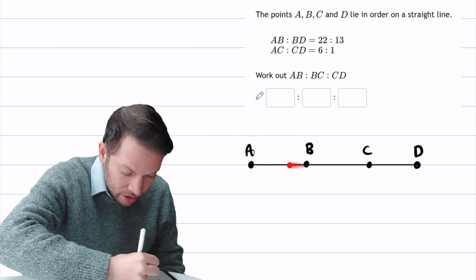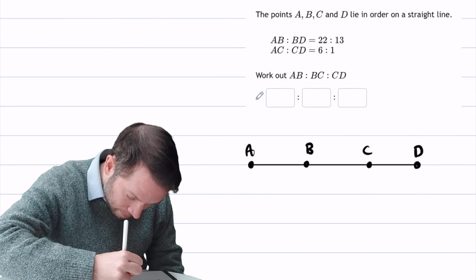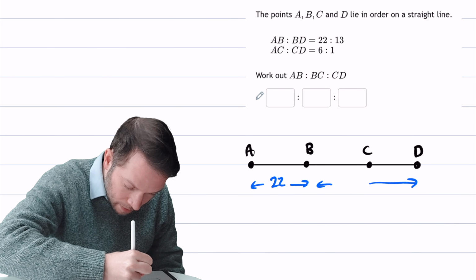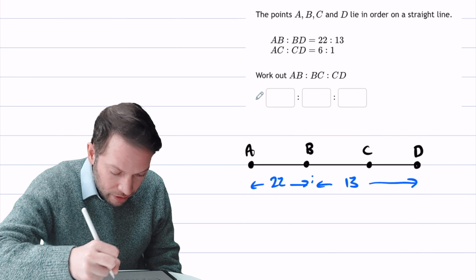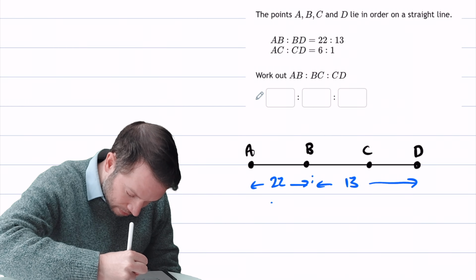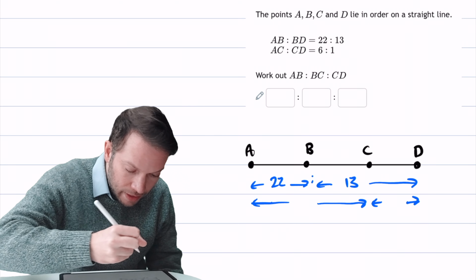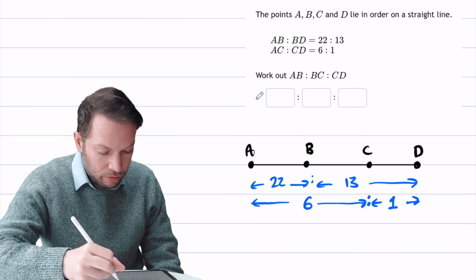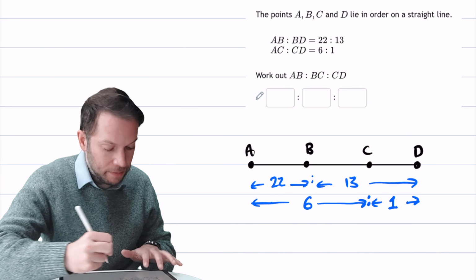So AB to BD is 22 to 13. So let's indicate that on there. AB to BD is 22 to 13, like that. Now, we've also got AC to CD is 6 to 1. So AC to CD is 6 to 1. So let's indicate that as well. So AC to CD is the ratio 6 to 1. And we want to work out the ratio of AB to BC to CD. So AB to BC to CD.